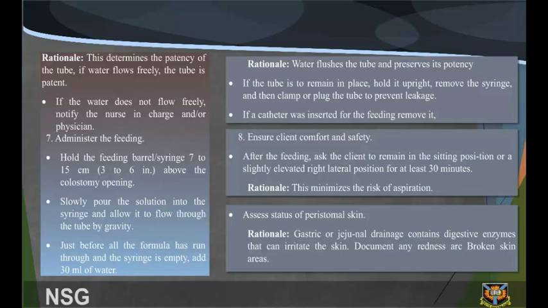Ensure client's comfort and safety. After the feeding, ask the client to remain in the sitting position or a slightly elevated right lateral position for at least 30 minutes. This minimizes the risk of aspiration. Assess status of peristomal skin. Rationale: gastric or jejunal drainage contains digestive enzymes that can irritate the skin. Document any redness or broken skin areas.